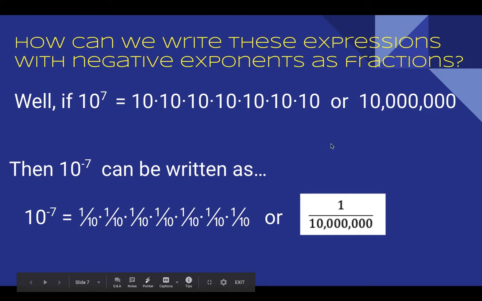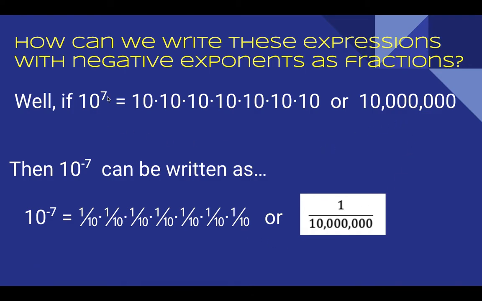So what do we notice here? When we have an exponent that's positive, 7, we knew that was equal to 10 million. But when we're dealing with negative 7, we have to think of this as a fraction. So it'll be 1 over 10 million. So we have 10 million as a whole number and 1 over 10 million as a fraction when we have a negative exponent.